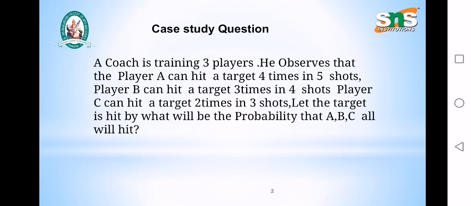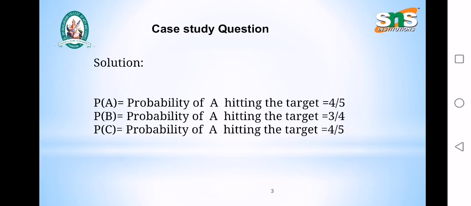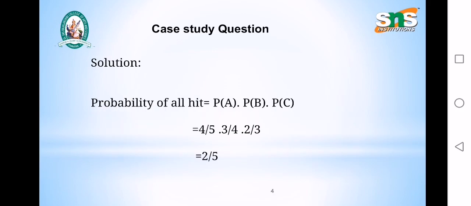Now we convert this problem into our mathematical notation. P of A is the probability of A hitting the target, that is 4 by 5. P of B is the probability of B hitting the target, 3 by 4. P of C, the probability of C hitting the target, 2 by 3. Now the formula: probability of all hit is equal to P of A into P of B into P of C. Therefore 4 by 5 into 3 by 4 into 2 by 3. Finally we get the answer 2 by 5.